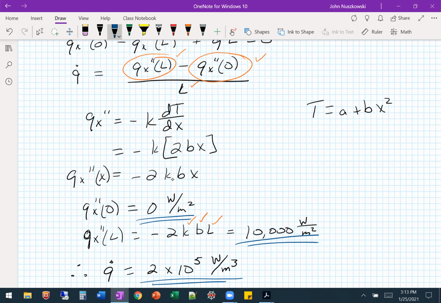Okay, so that got us 2 times 10 to the 5th watts per meter cubed, which was our volumetric heat generation rate. Any questions so far on this one?